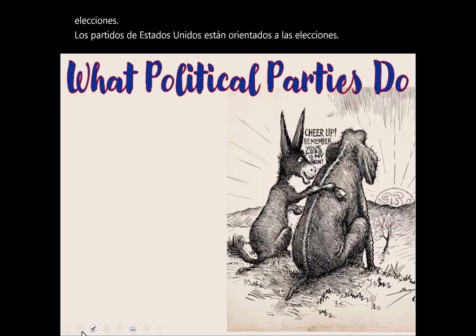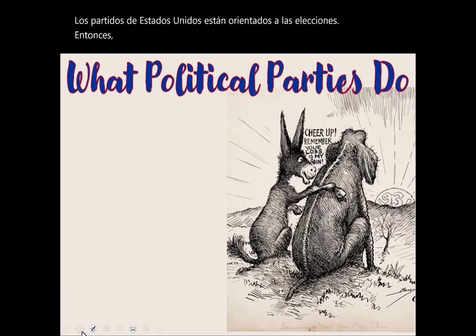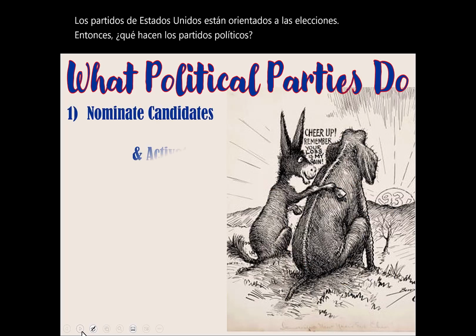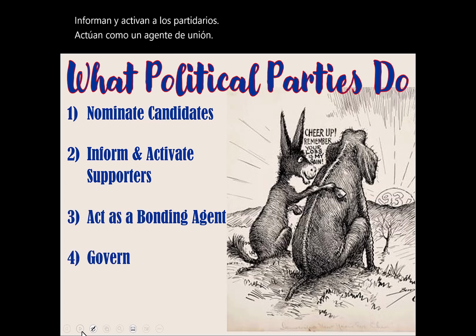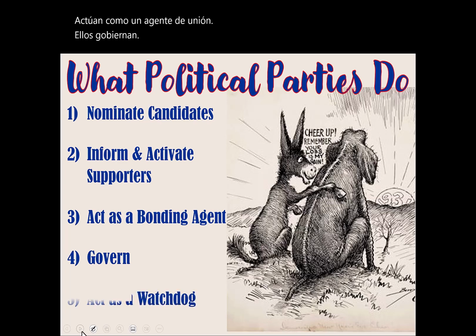So what do political parties do? Well, first, they nominate candidates. They inform and activate supporters. They act as a bonding agent. They govern. And they act as a watchdog.